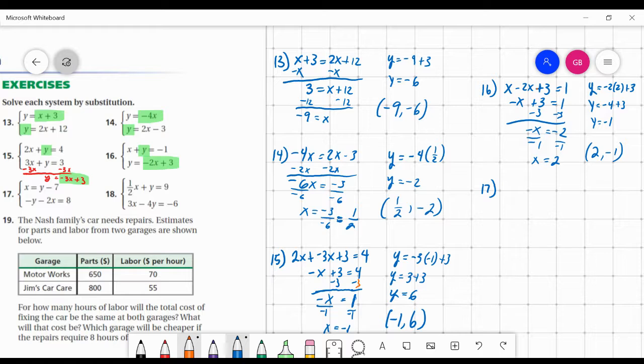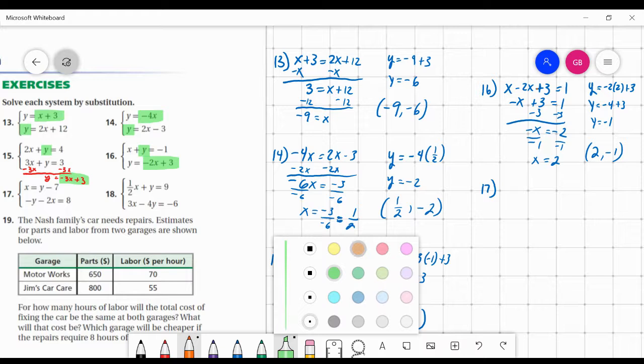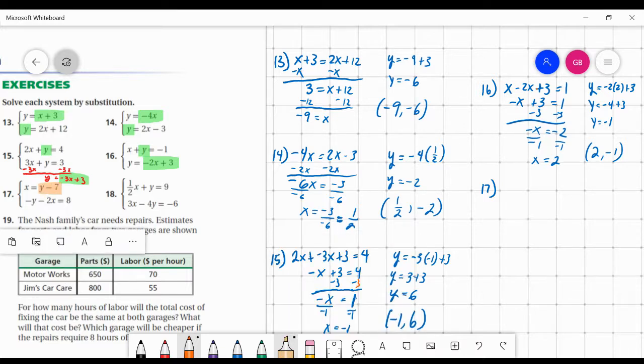17. Okay, this one's a little different. This time we know that x is y minus 7. So we could plug that in here for x. This time we're substituting x. So negative y minus 2 parentheses, because you're multiplying, y minus 7 is equal to 8. Just be careful here. First, you're going to distribute the negative 2. So negative 2y plus 14 is equal to 8.